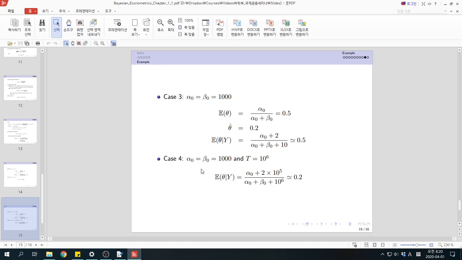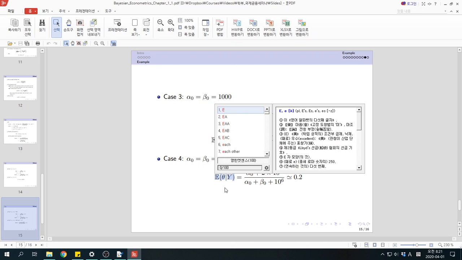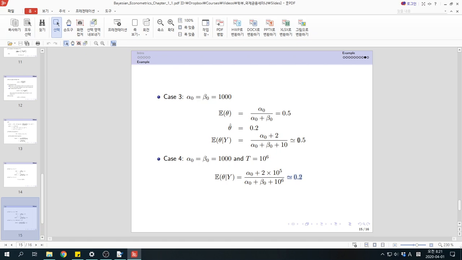And still alpha 0 and beta 0 are both 1,000, but now the observation count is 1 million. Not 10, previously it was 10. Now it's 1 million, and 0.2 million observations are 1, and 0.8 million are zeros. Then what happens to the posterior mean? The posterior mean is now 0.2, not 0.5, right? Why? Because alpha 0 and beta 0 are still 1,000, but now you have so much data compared to the prior. If you have sufficient data, then your best guess will converge to the maximum likelihood estimate, right?